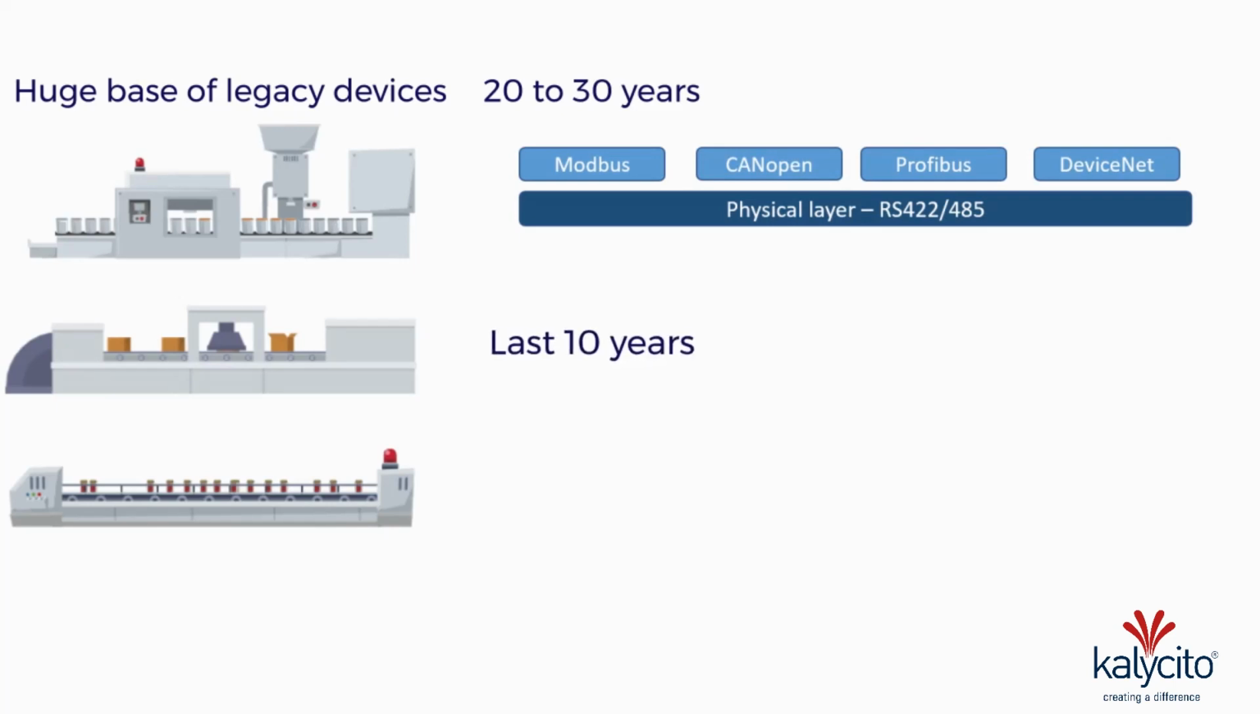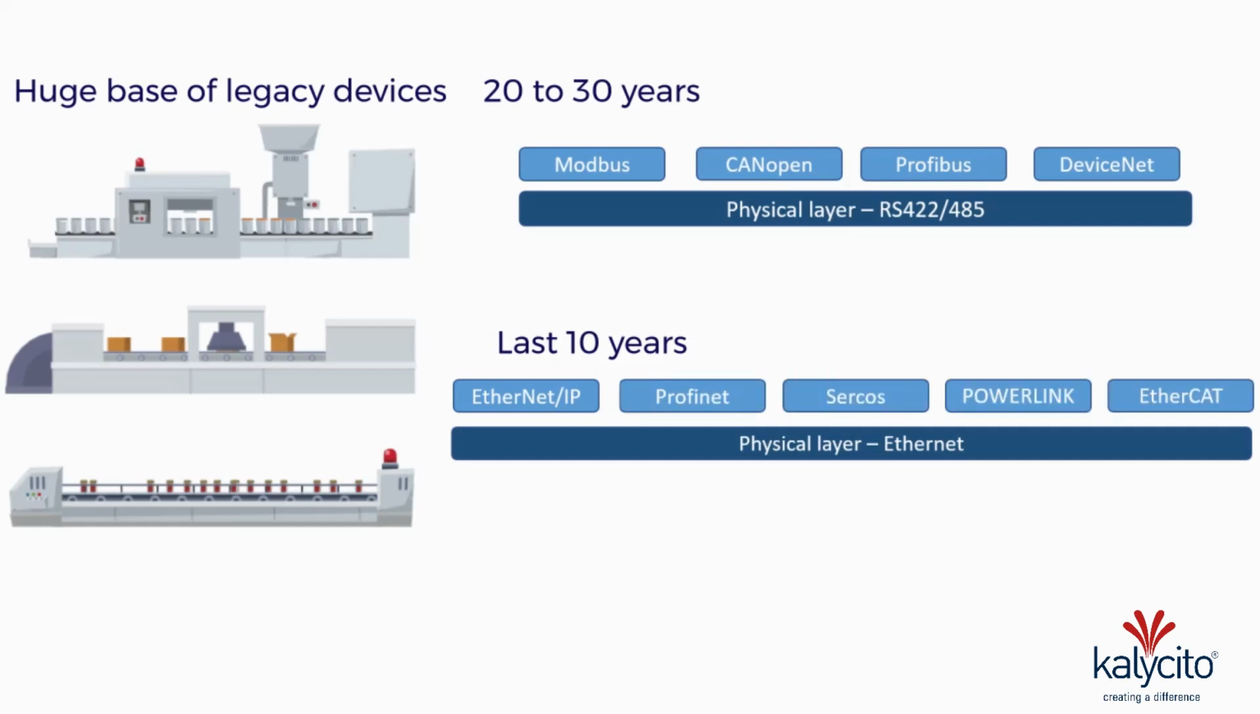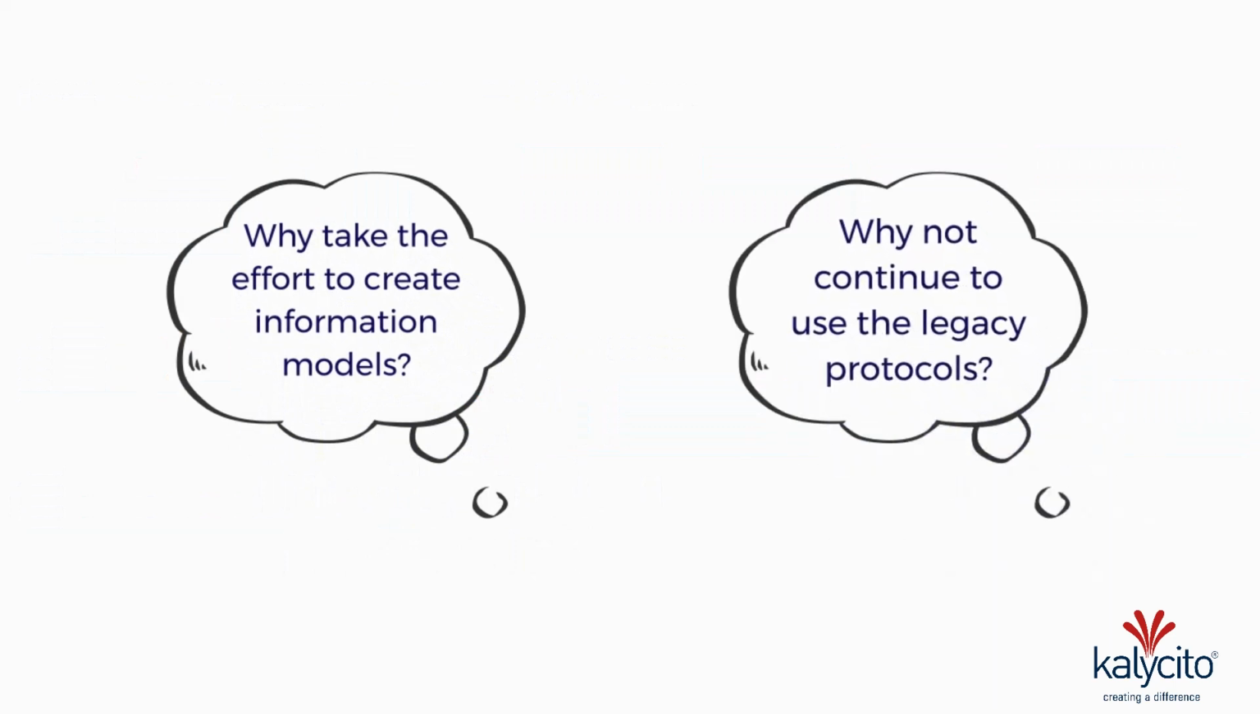More recent installations in the last decade will be using Ethernet-based protocols such as EtherNet/IP, Profinet, Sercos, POWERLINK, and EtherCAT, and they will also need related companion specifications which are under various stages of development. This can bring up another question. Why take the effort to create information models and implement OPC UA instead of continuing to use the legacy protocols?